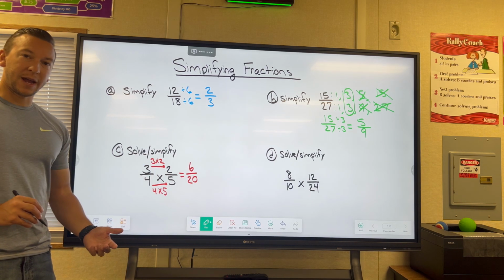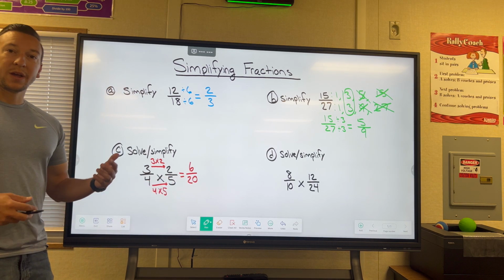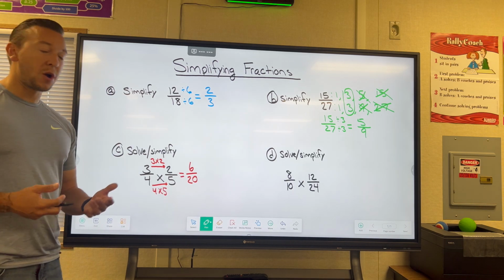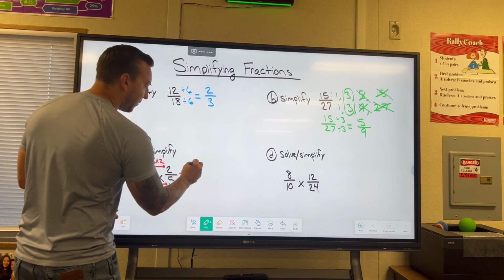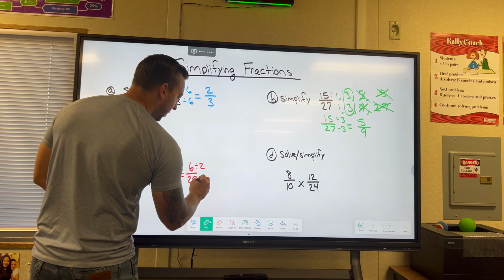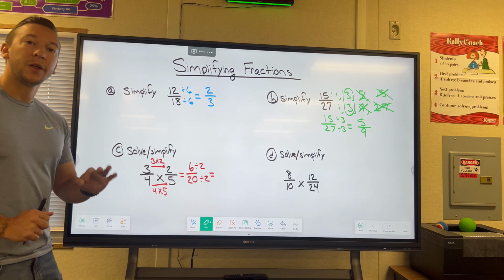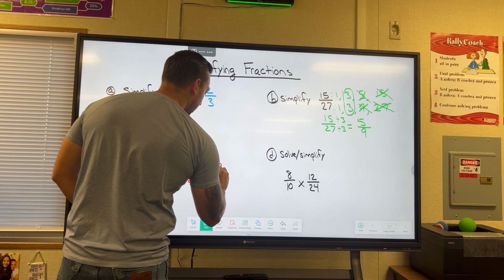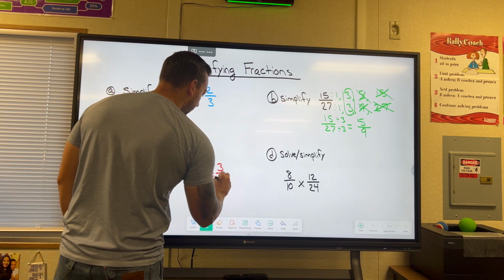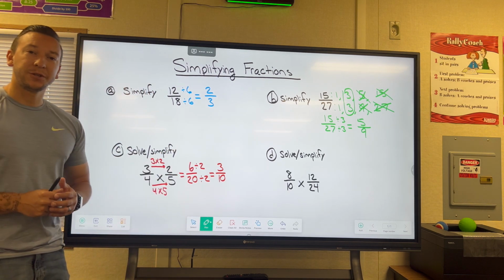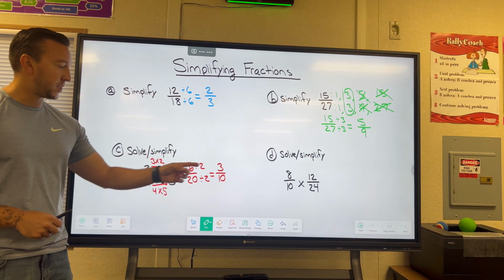Now I need to simplify. I need to find my greatest common factor for this problem. So if you wrote out the factors for this, or if you just know, you would find that our greatest common factor is 2. So I'm going to divide 6 by 2 and 20 by 2. 6 divided by 2 is 3. And 20 divided by 2 is 10. Now I am finished. I've solved, I've simplified, so my answer for 3/4 times 2/5 is 3/10.